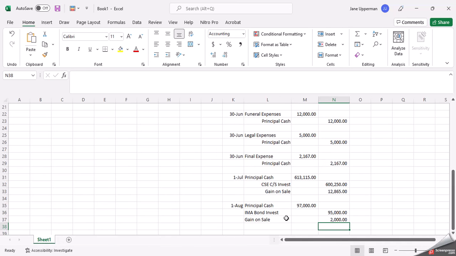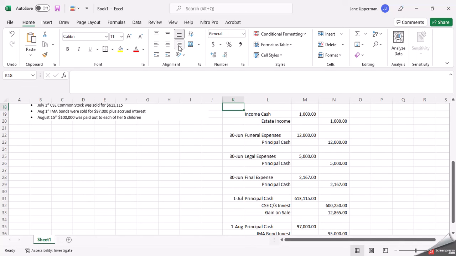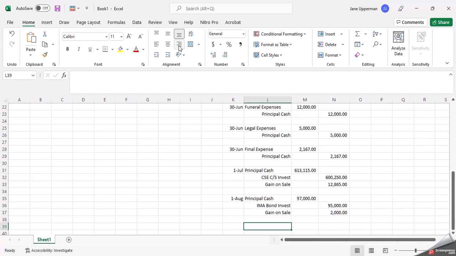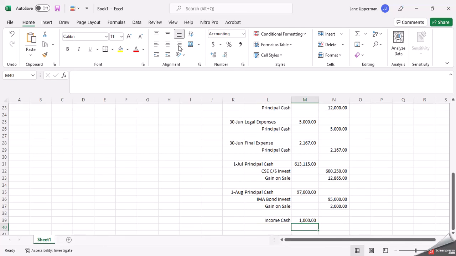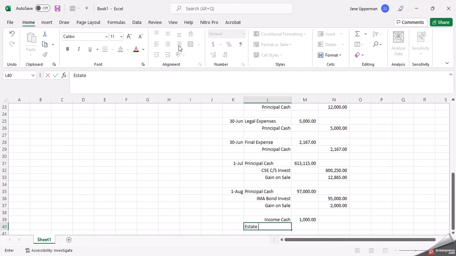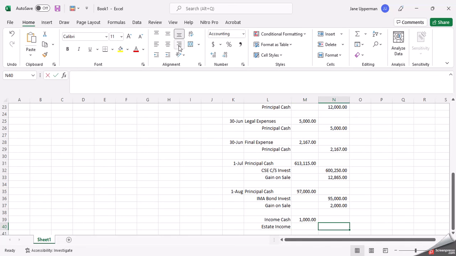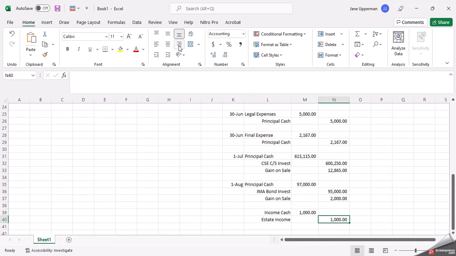Now then the interest, we go back and look at that. What was it, $1,000 a month? And the last time they paid us was June 30th. So that means we would have one month to record now. We earned the month of July. So then that would be income cash for the $1,000 and then estate income, because again, it came in after the date of death. And well, that's a debit.